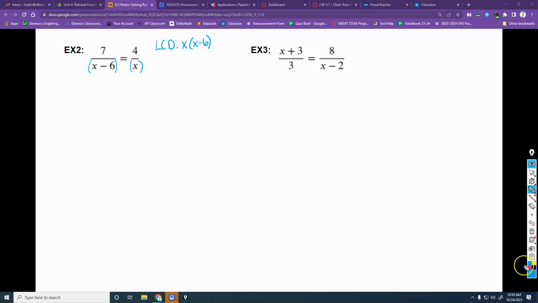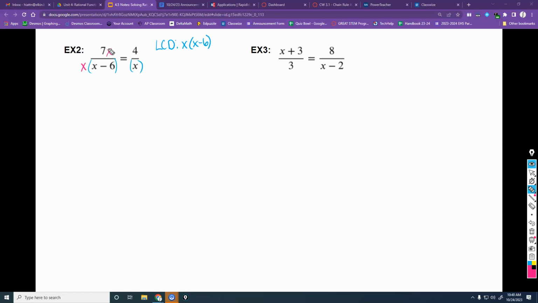Okay? So, I need both of those denominators to be x times x minus 6. So, over here, Marley, what am I missing on this first denominator? I need an x, so I'm going to put an x there. If I put an x in the bottom, I also have to put an x on the top.